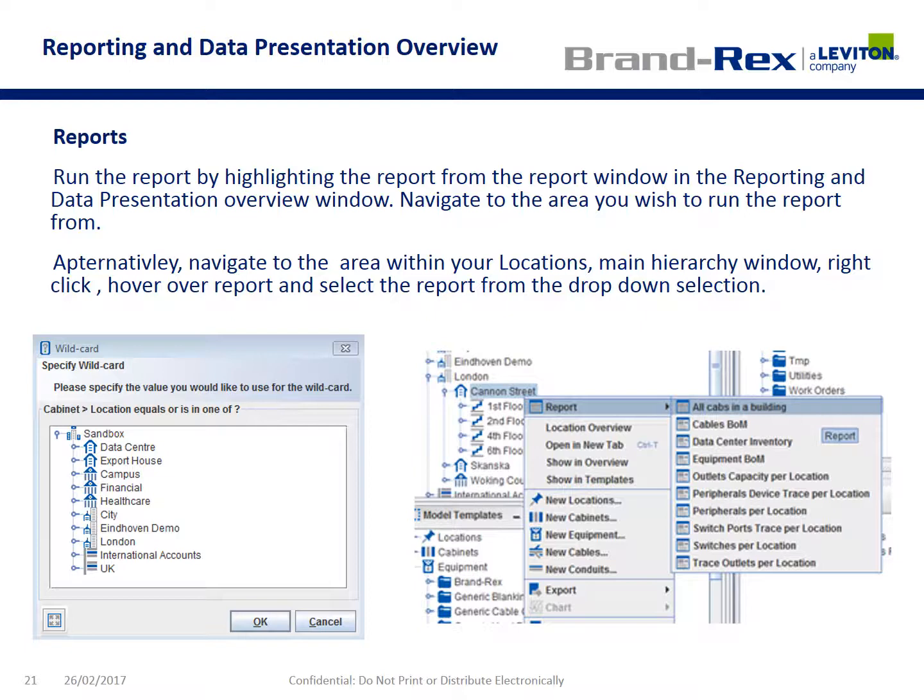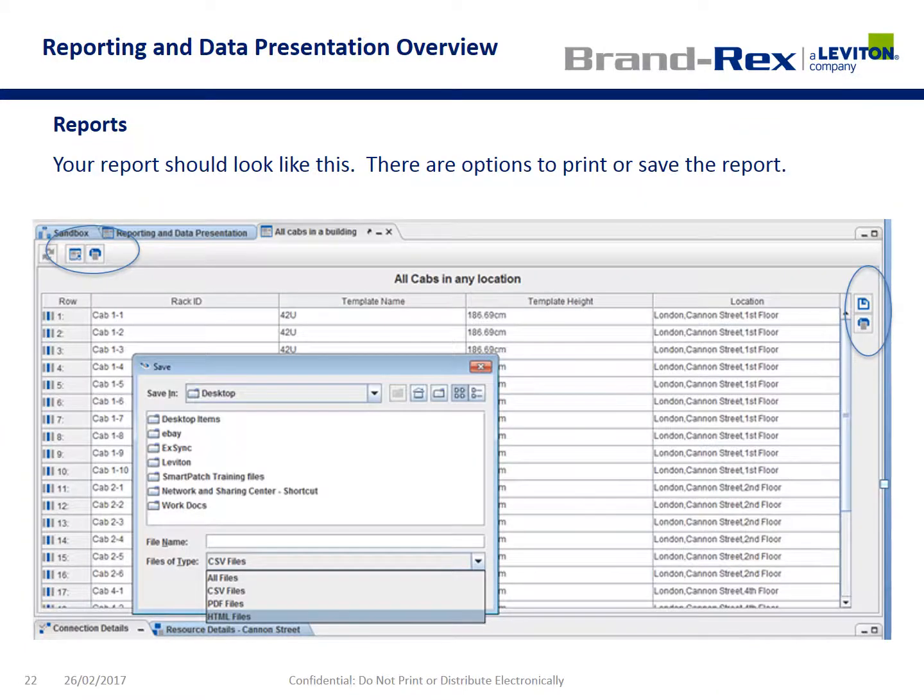The report can also be run by selecting an area such as a building from the hierarchical view in the main database or from the graphical view. Right-click, select report, and then the report you have just created. Once the report has been generated, it can be printed in landscape or portrait, or saved as a CSV, PDF or HTML file.